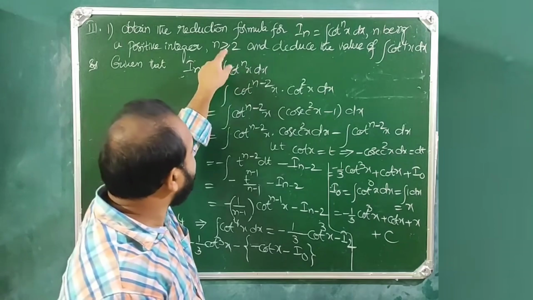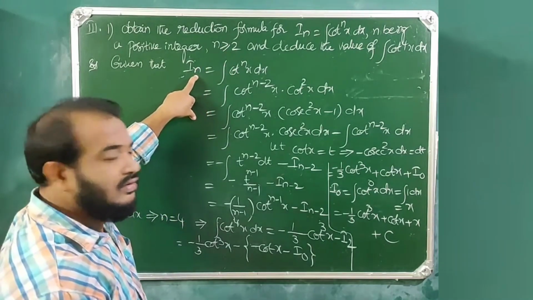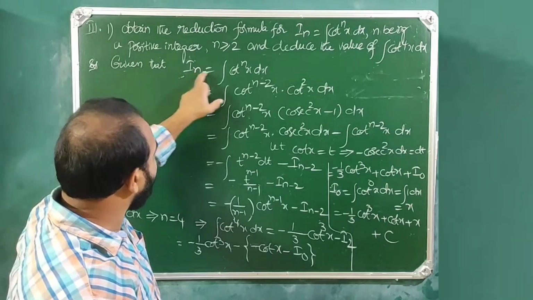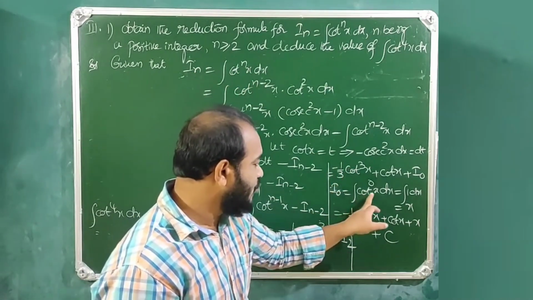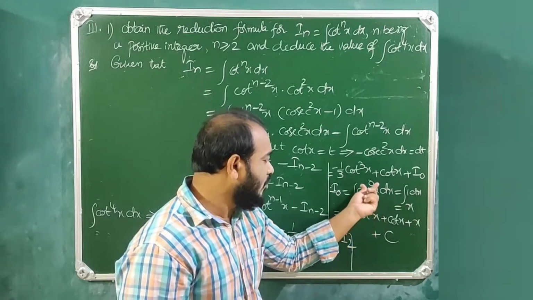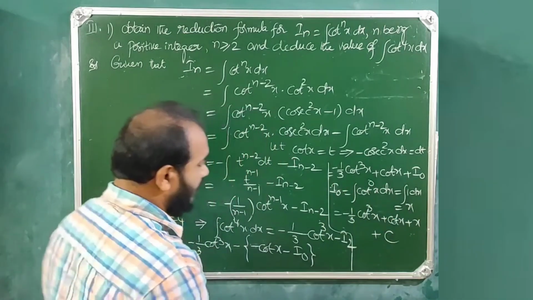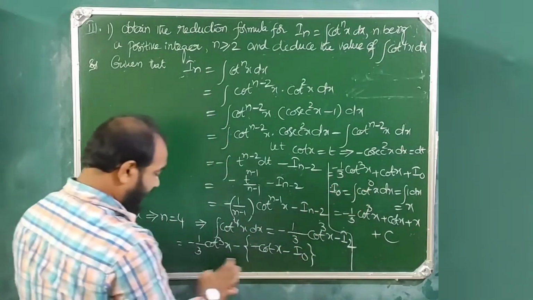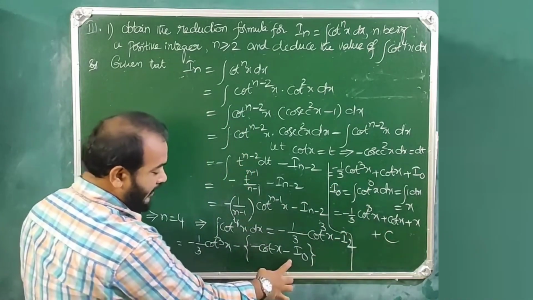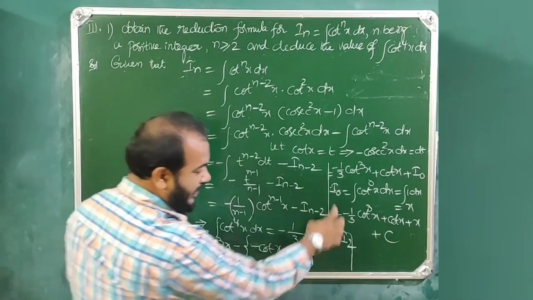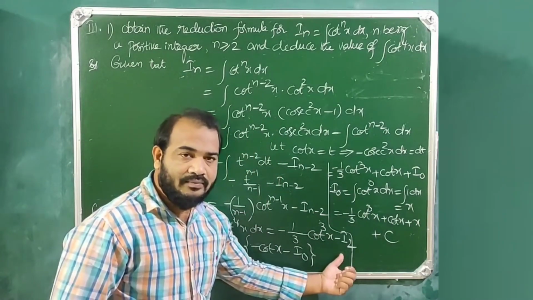So let us substitute this 0 directly in this given integral. So I0 is equal to integral cot power 0 x dx. Anything to the power of 0 is 1. So integral 1 dx is x. So therefore, minus 1 by 3 cot cube x minus of minus plus cot x. So minus into minus plus, I naught value is x. So x plus constant of integration c.